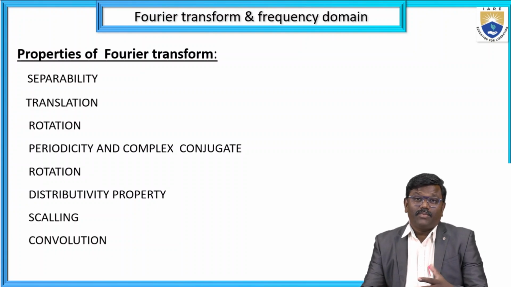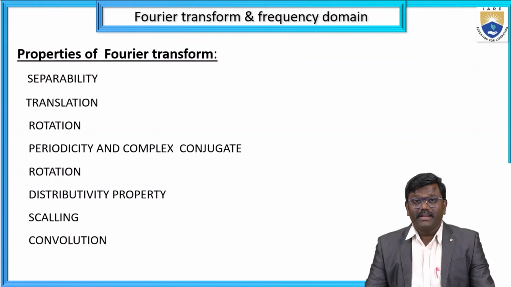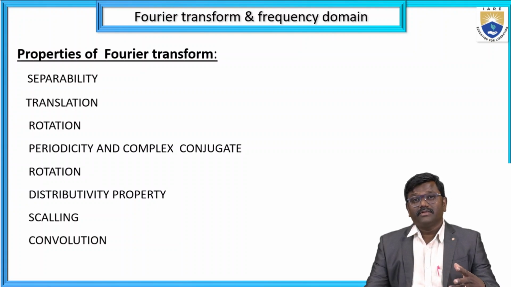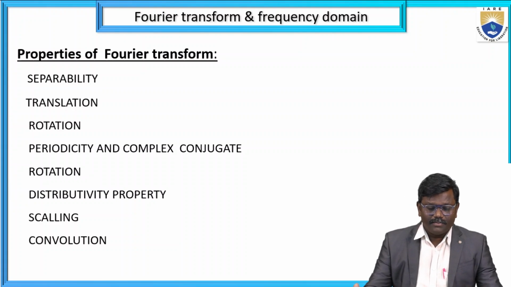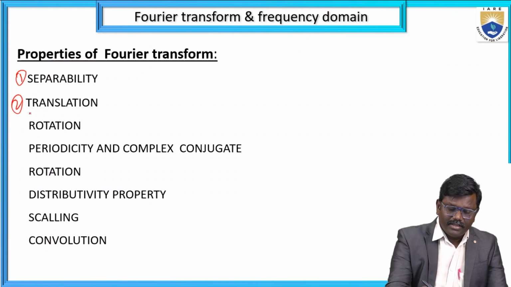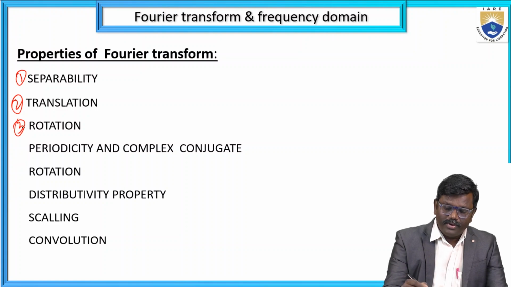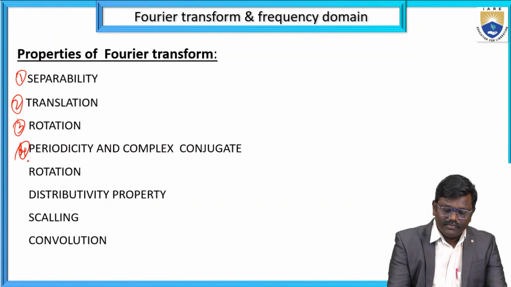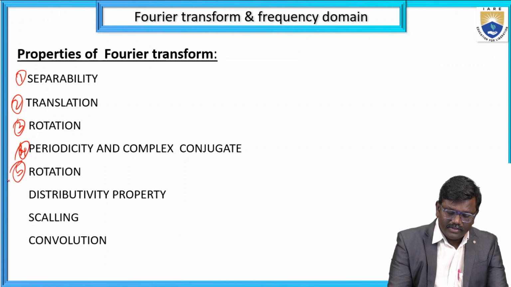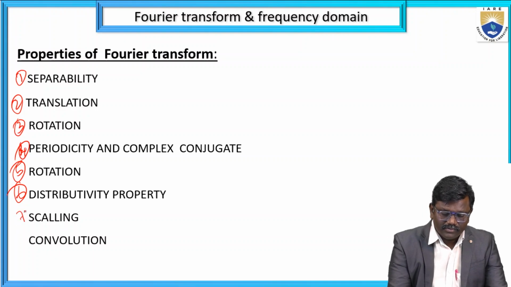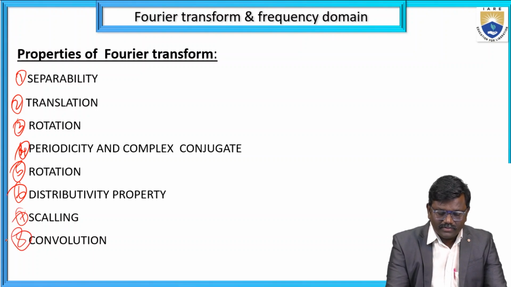Once you understand such a conversion by the use of Fourier series and Fourier transform, then you can see how it is internally processed with the help of certain mathematical principles which follow some properties of the Fourier transform. Those properties are listed here. Number 1, separability. Number 2, translation. Number 3, rotation. Number 4, periodicity and complex conjugate. The 5th one is rotation. The 6th one is what we call the distributivity property. The 7th one is scaling, and the eighth one is convolution.